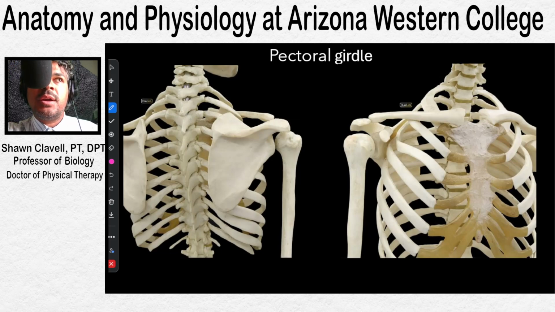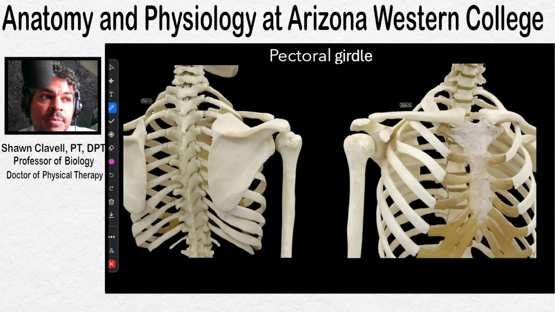Let me get my levels right here. Welcome to anatomy and physiology as we move across the skeletal system with your professor, Dr. Shawn Clavell. Today we're talking about the pectoral girdle. Primarily, the upper extremities are part of the appendicular skeleton, as well as the shoulder girdle associated with it, or sometimes referred to as the pectoral girdle.